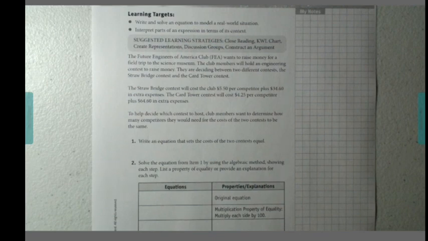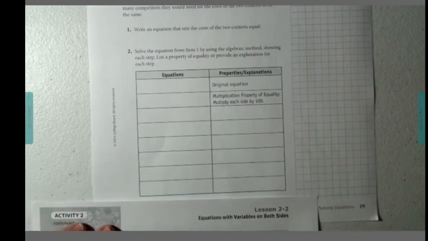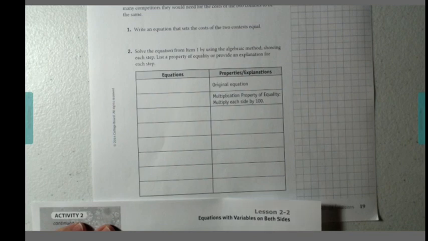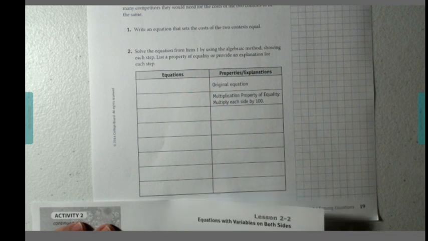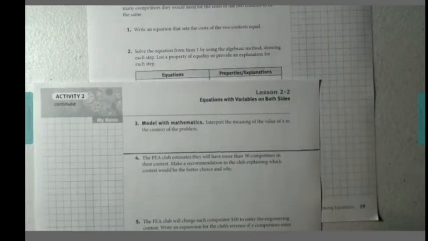The first section that we will cover, our chunk, is questions 1, 2, and 3. Number 1 says, write an equation that sets the cost of the two contests equal. Number 2, solve the equation from item 1 by using the algebraic method, showing each step, list a property of equality, or provide an explanation for each step. And number 3, model with mathematics. Interpret the meaning of the value of x in the context of this problem.